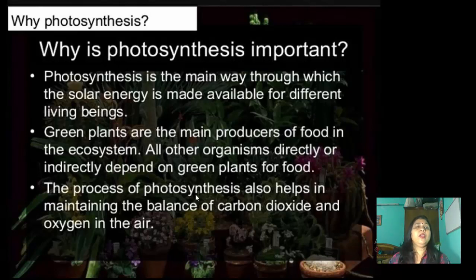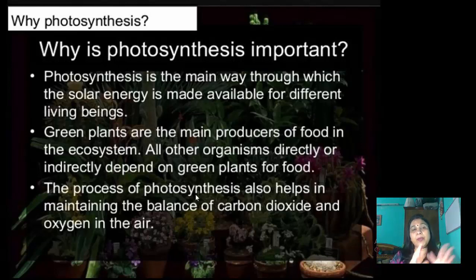So first of all, the first point: photosynthesis is the main way through which the solar energy is made available, because all the food chains start with a producer. Producer means those who make their own food, and we know they make their food with the help of the process of photosynthesis, and in this the sunlight is made available for different living beings.